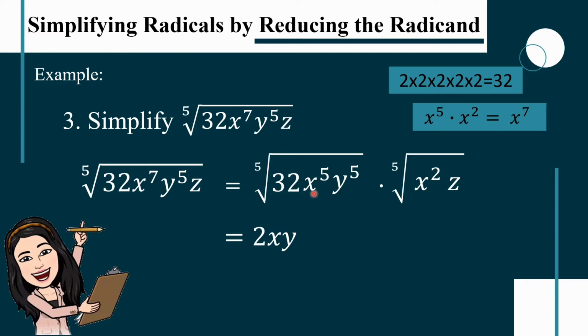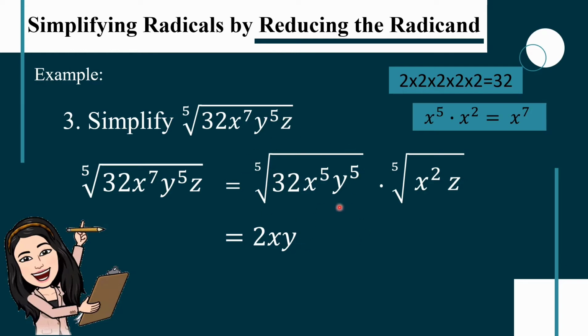Fifth root of x raised to 5. What is the answer? X. Ma'am, paano po naging x? Ganito lang po 'yan. Yung 5, or yung power, i-divide natin sa ating index. 5 divided by 5, that is 1. So, x raised to 1 or x. Simply x. Now, y raised to 5 or fifth root of y raised to 5, and that is y.